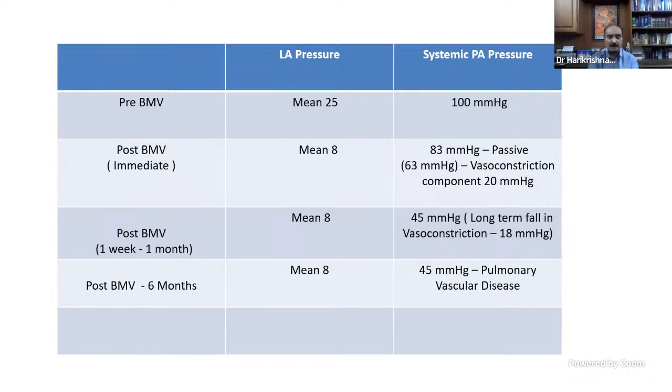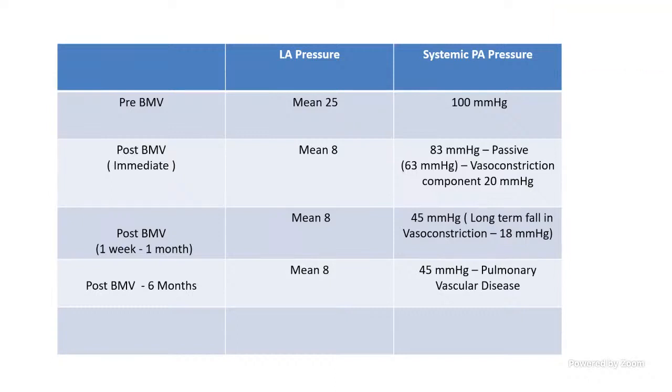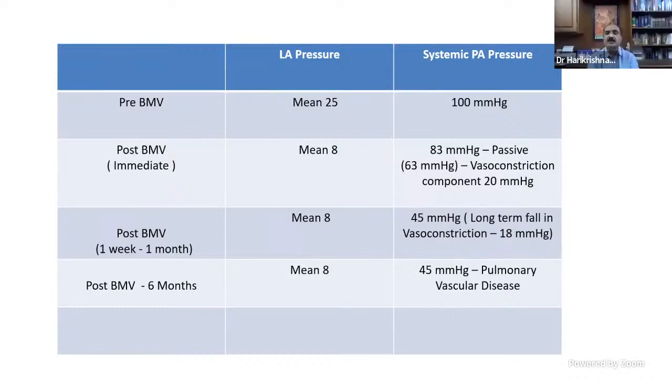You agreed, no? Yes. Okay. So passive, so what happens? But when we measure, it is only 63. What has happened? There is a reduction in the vasoconstriction. Around 20 millimeter has further reduced immediately. So the PA pressure we are getting is 63.